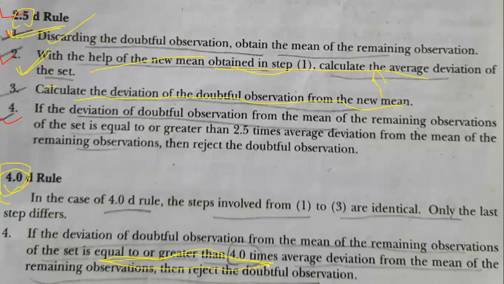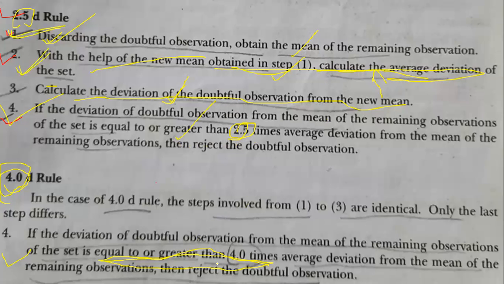We are going to eliminate or reject. Okay, so the only difference is in rule number 4. Discard the doubtful observation, find out the mean of the remaining observations. From the mean of the remaining observations, calculate the deviation. With the same mean, find out the deviation of the doubtful observation. If the deviation of the doubtful observation is greater than or equal to 4.0 times the average deviation, then that result has to be rejected.